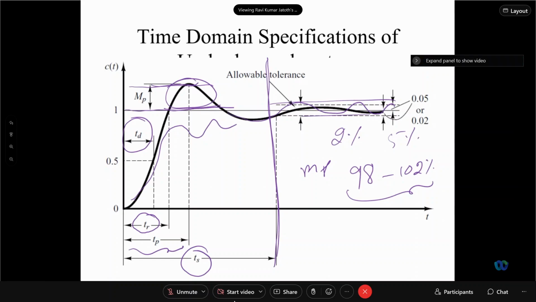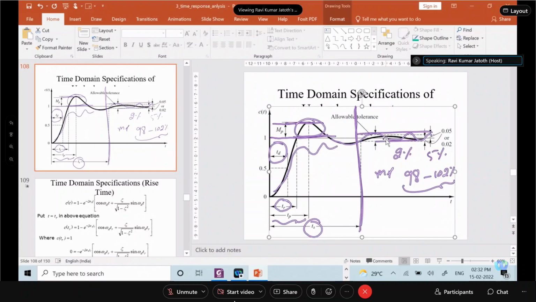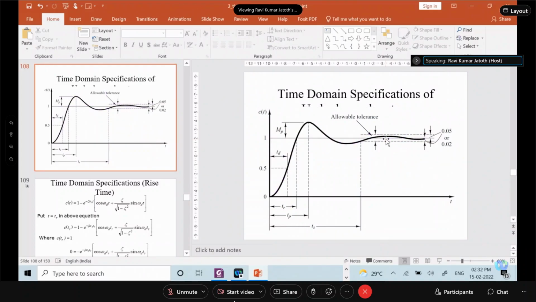So we'll be characterizing these second order systems in the next class. Okay, so all of you, try to do this derivation of the underdamped system and keep it ready. Okay, so we will be seeing the behavior of the system in the next class. If you have any further questions, you can ask me.